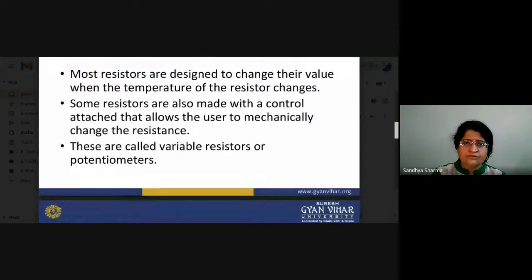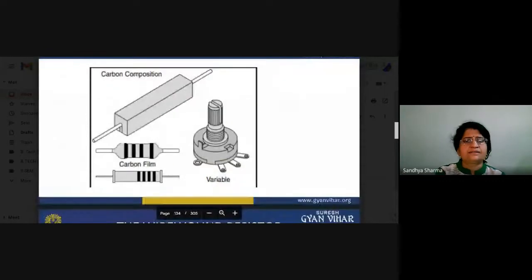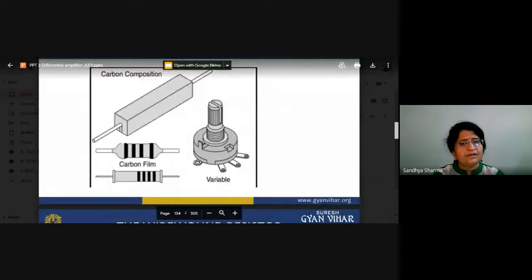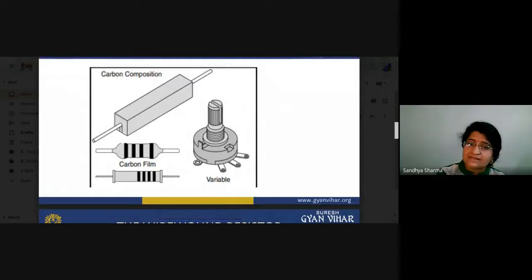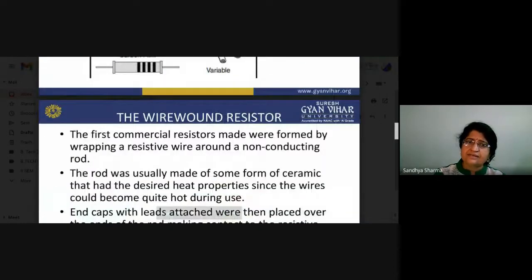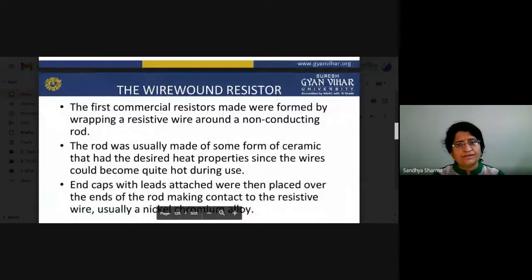Here we see a very basic diagram: carbon film, carbon composition, variable resistor. One by one we will discuss the resistances. First of all is the wire wound resistor. The first commercial resistors were made by wrapping a resistive wire around a non-conductive rod. So the basic feature of this resistance is a non-conducting rod where you have wrapped a resistive wire around that particular rod.